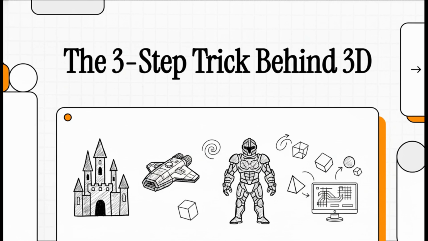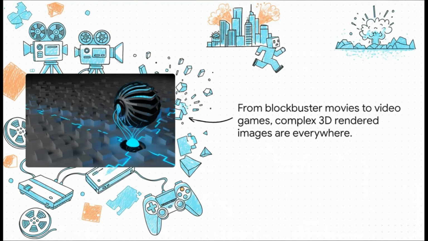Have you ever just stopped and wondered how those insane 3D worlds in movies and video games get made? Well, it's not magic. It's actually a pretty simple three-step trick, and we're going to break it all down for you right now. I mean, look at this.